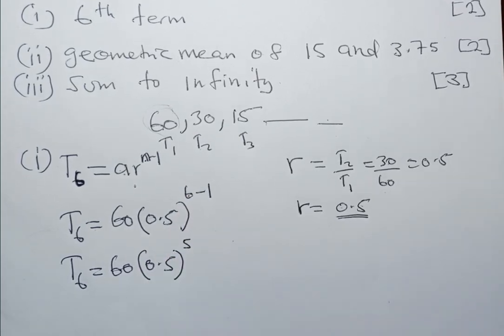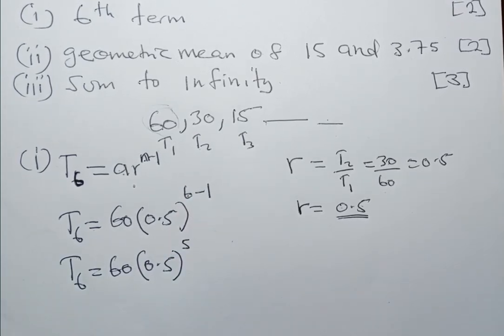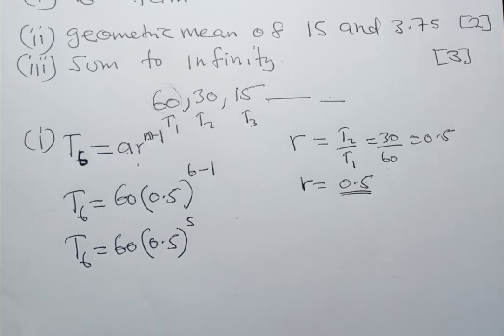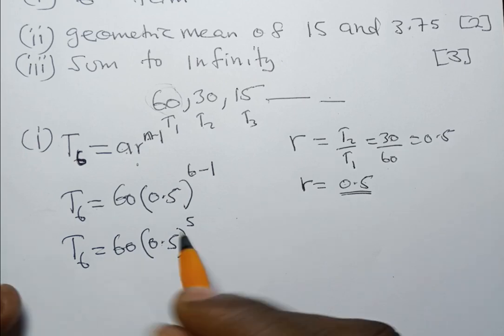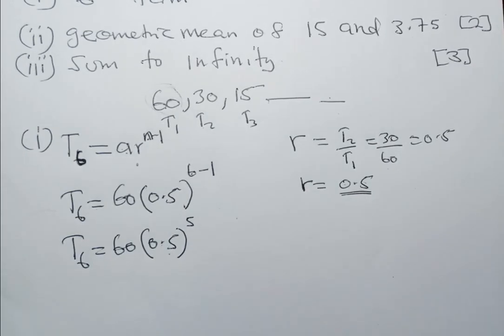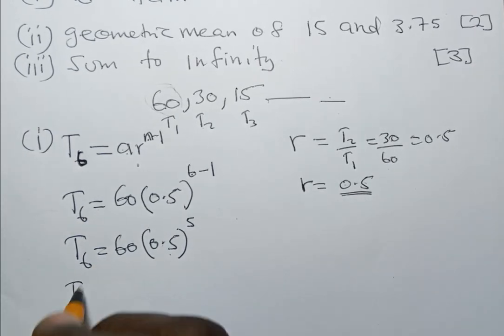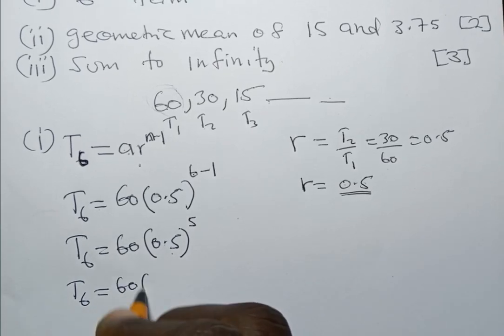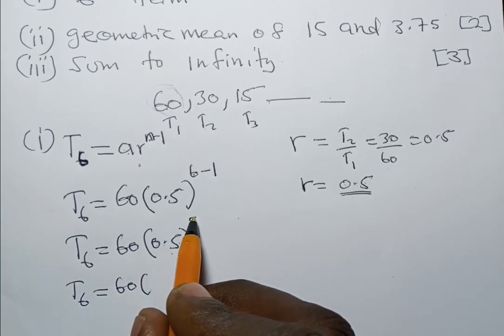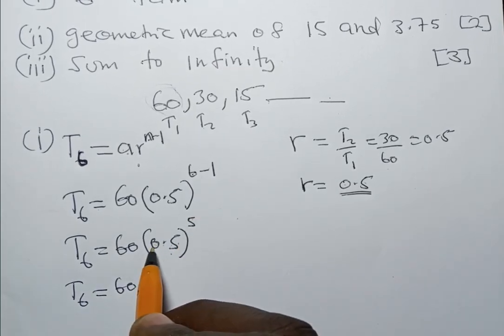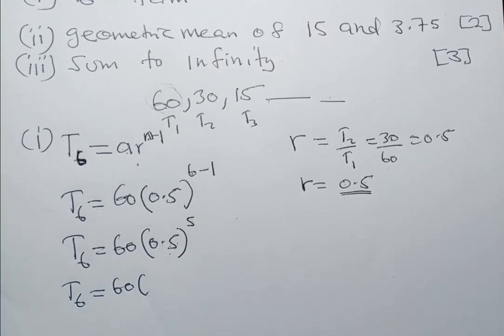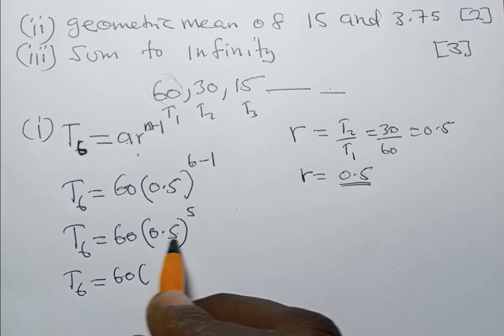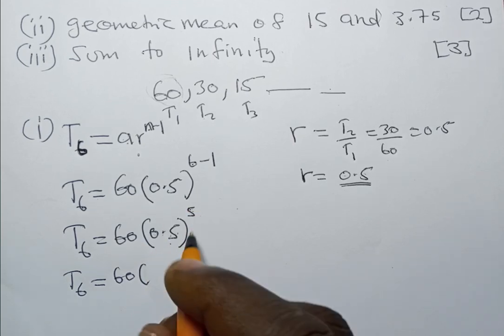which is 5. Now, the way we do this question, a lot of people make mistakes because they say 60 times 0.5, which is very, very wrong. First thing, we need to deal with the brackets according to order of operation. So T6 equals 60, and allow me to work out 0.5 power 5. 0.5 power 5 means 0.5 times 0.5 times 0.5, 5 times. For those having scientific calculators, you can just punch 0.5 power 5. It will give you a direct answer.